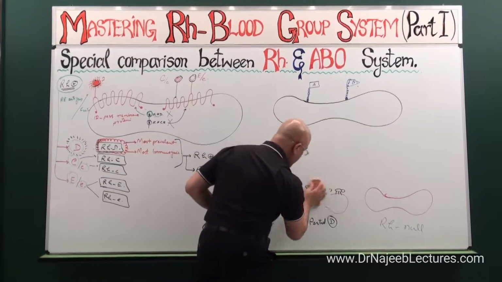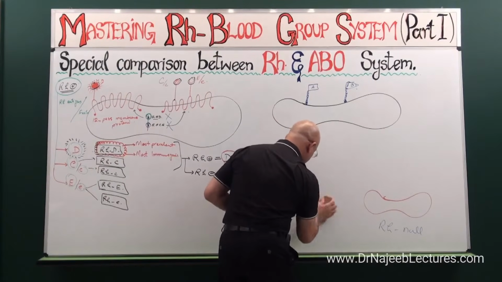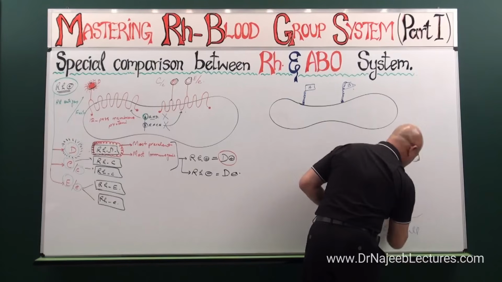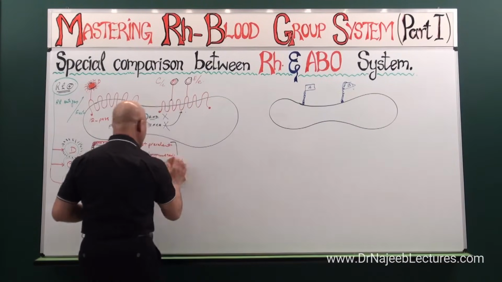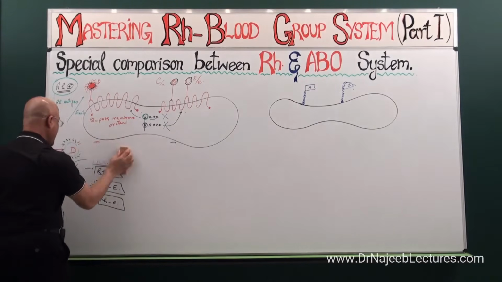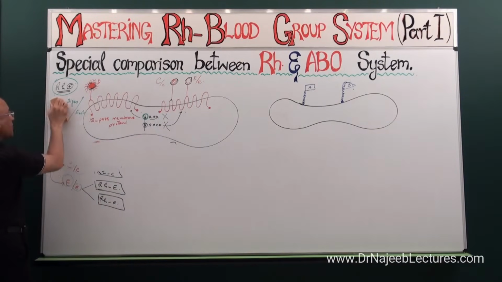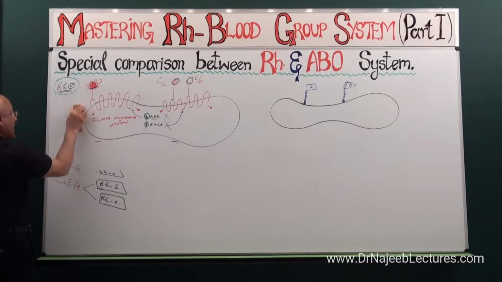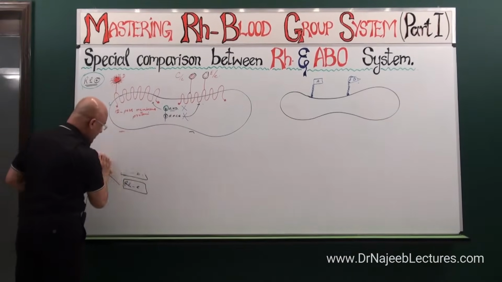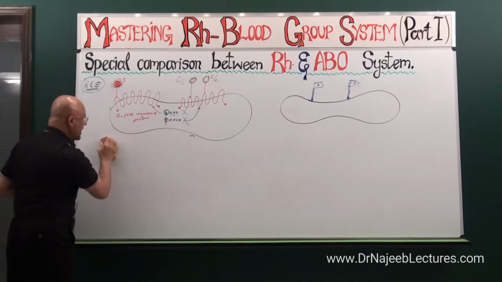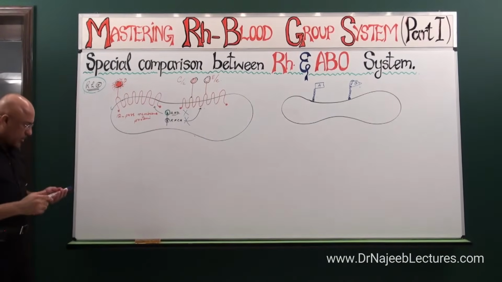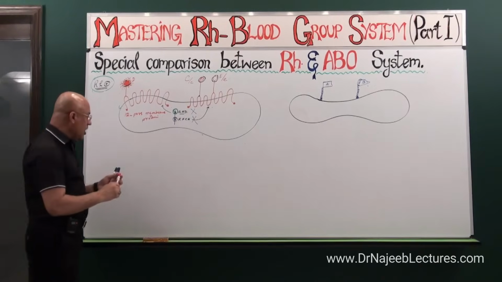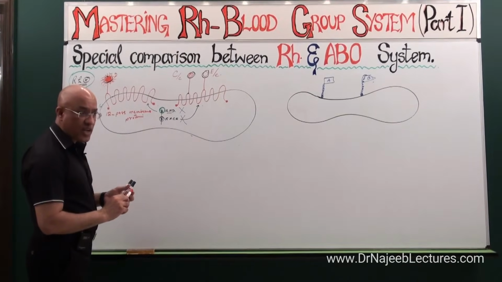Now we know if a person has D antigen, we call him Rh positive, or we simply call it positive blood group. And a person who does not have D antigen, we call him negative blood group. Now we come to how many blood groups we can have.